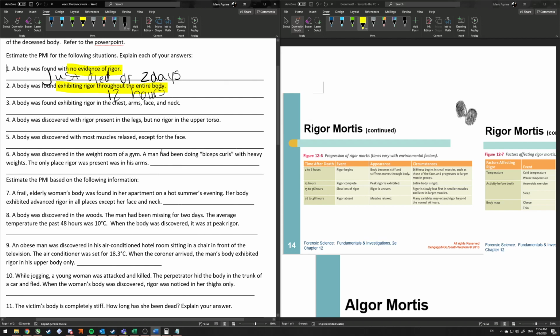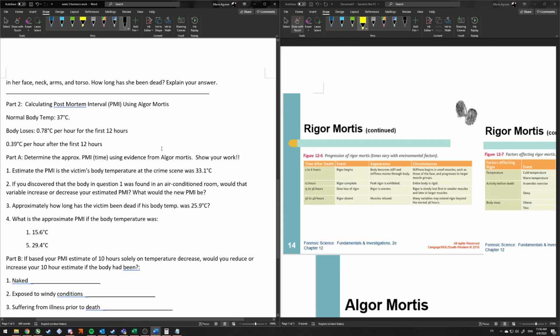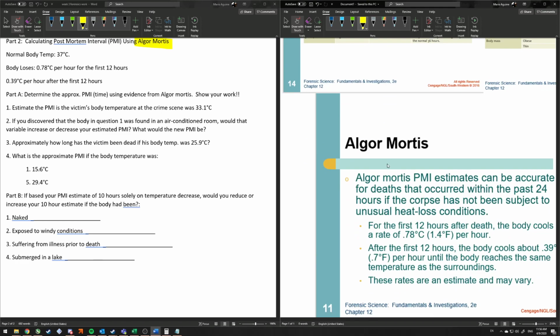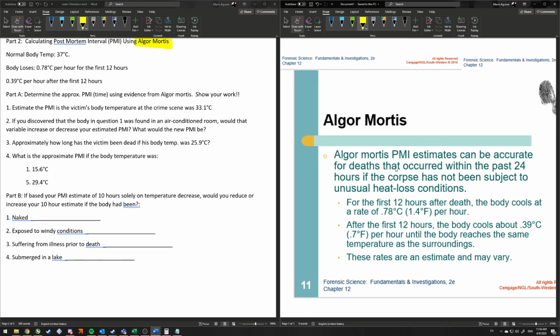Okay, so we're going to move on to the second part. This part's a bit more tricky, but I'm going to try to walk you through it the best as I can. So first, calculating postmortem interval using algor mortis. What the hell is algor mortis? Algor mortis is the cooling of the body over time, that heat loss. For the first 12 hours after death, the body cools at a rate of 0.78 degrees Celsius.